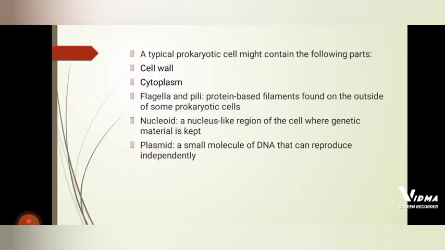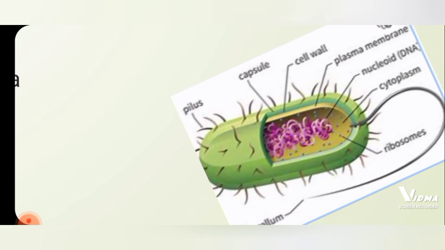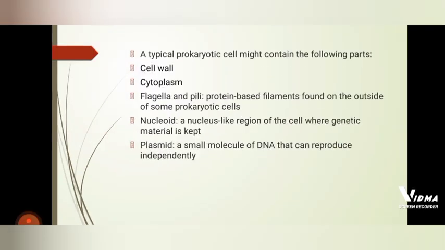Now, what are the other characteristics of a prokaryotic cell? What are the other things that can be seen in a prokaryotic cell? A typical prokaryotic cell might contain the following parts. Cell wall. The cell wall is given for extra protection in a prokaryotic cell. In bacteria, peptidoglycan is the material used to make the cell wall. Here you can see the cell wall. As in the case of a plant cell, a cell wall can be seen in a bacterial cell also.